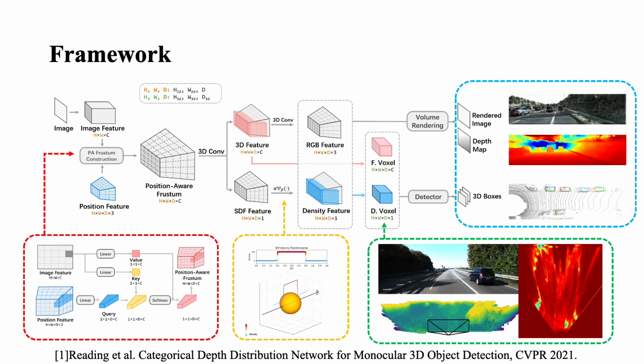Here is our overall framework. We follow the paradigm of CaDDN and design several components to achieve our goal. The red dashed box represents our position-aware frustum construction process. The yellow dashed box stands for the transformation from SDF to volume density. The green and blue boxes show how to get corresponding visualizations or prediction results from this pipeline.